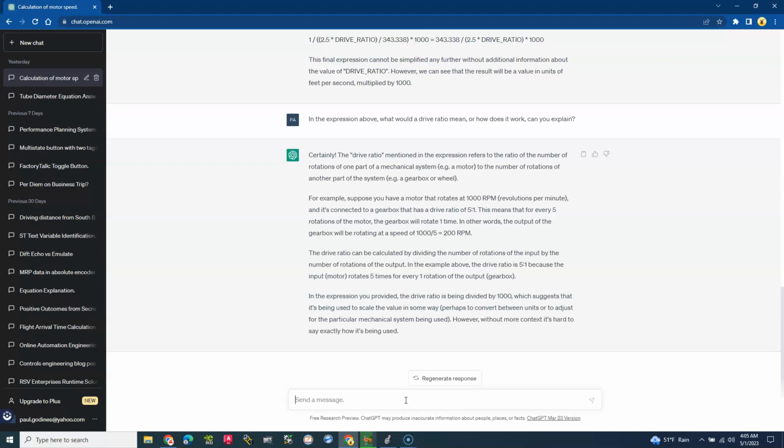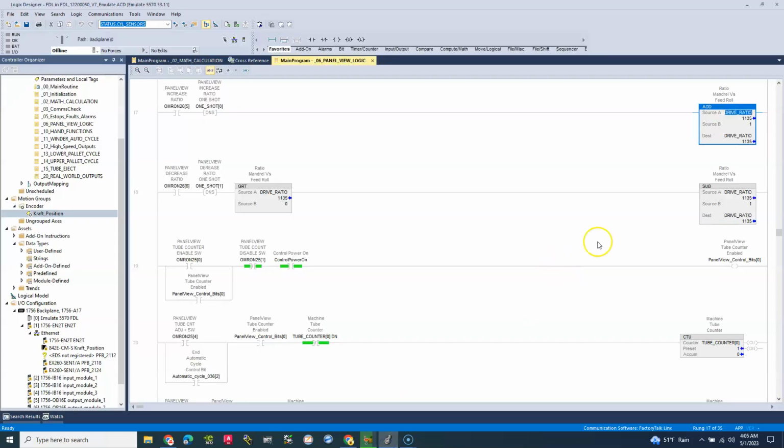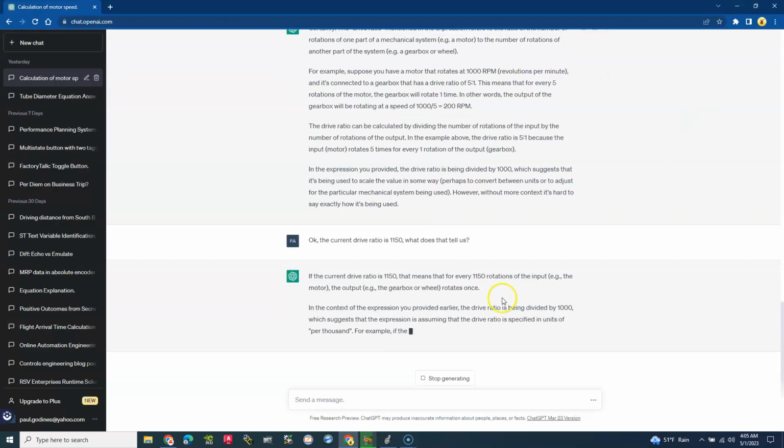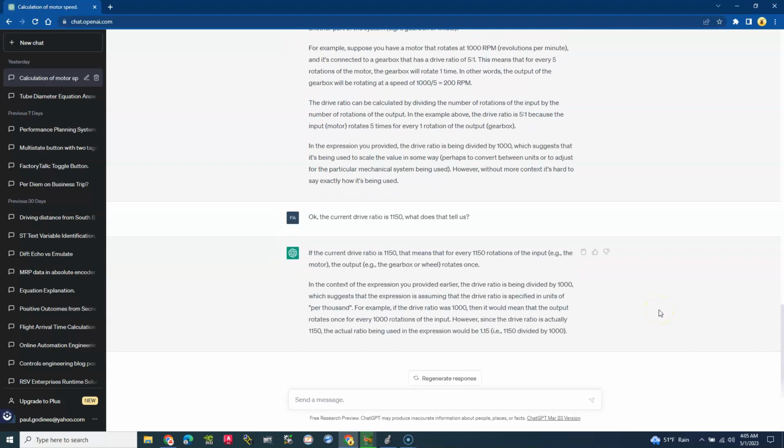Okay, so now what I'm going to say is, okay, the current drive ratio is 1150. What does that tell us? All right. Okay, now we do know that it's 1150 because we have it right here, or 1135. That's pretty close though. But what is that telling us? Okay, drive ratio is 1150. It means that for every 1150 rotations of the input, the motor, the output, the gearbox or wheel, rotates once.